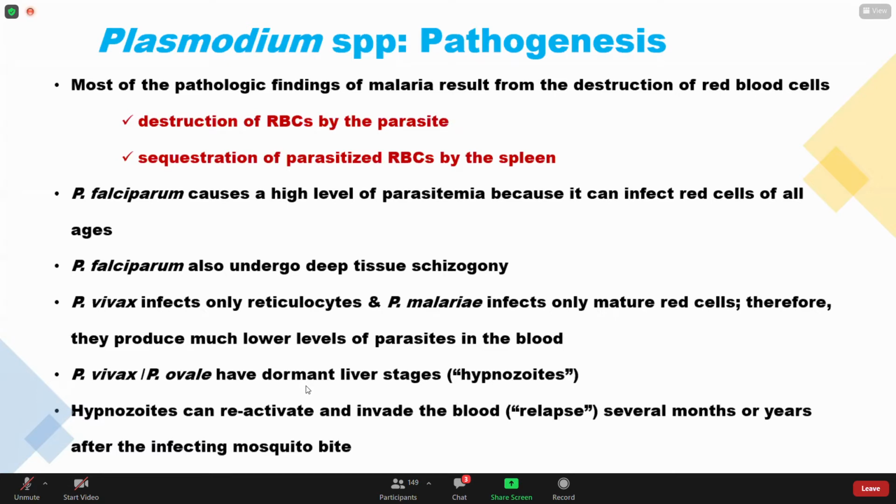Now, apart from that, P. vivax and P. ovale are known to produce dormant liver stages. These are referred to as hypnozoites. Now, the significance of these stages is that once you treat a patient who has obvious infection and you don't take care of the liver stages, the patient may have a recurrence because these hypnozoites may revert to forming schizonts and merozoites. Okay?